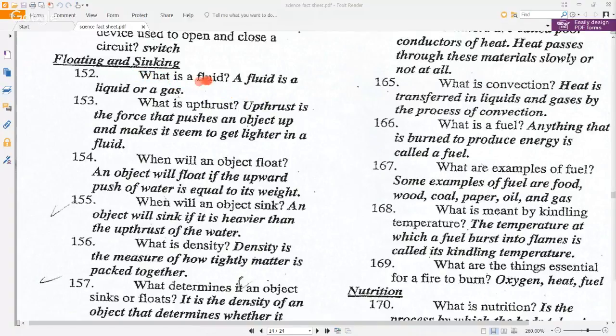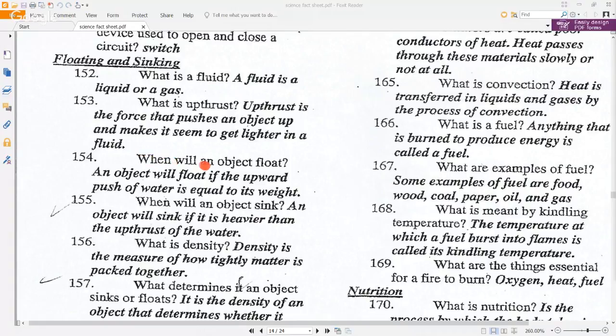What is a fluid? A fluid is a liquid or gas. What is upthrust? Upthrust is the force that pushes an object up and makes it seem to get lighter in a fluid.